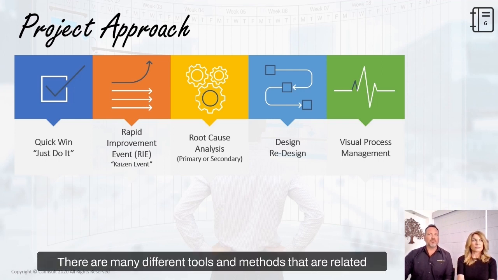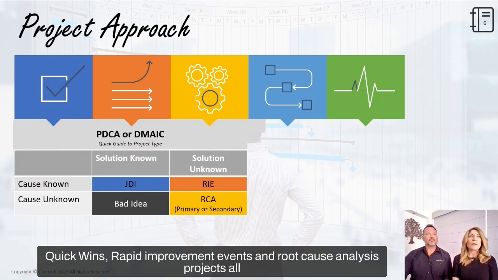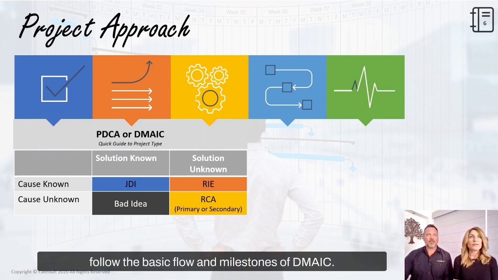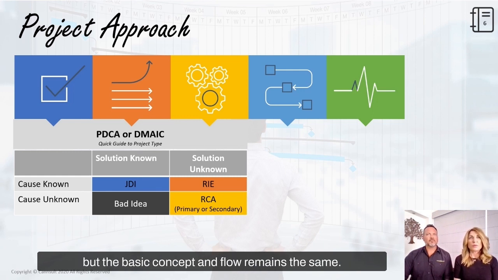There are many different tools and methods that are related to these different project types, but the most common and the most foundational is DMAIC. Quick wins, rapid improvement events, and root cause analysis projects all follow the basic flow and milestones of DMAIC. The execution is a bit different depending on the scenario, but the basic concept and flow remains the same.